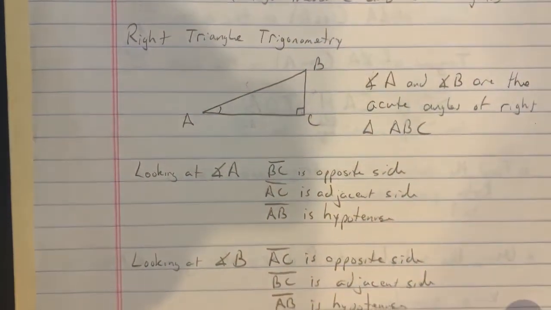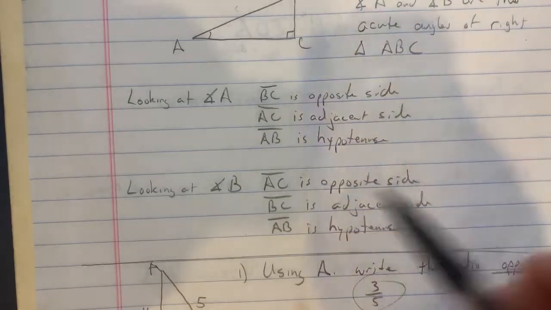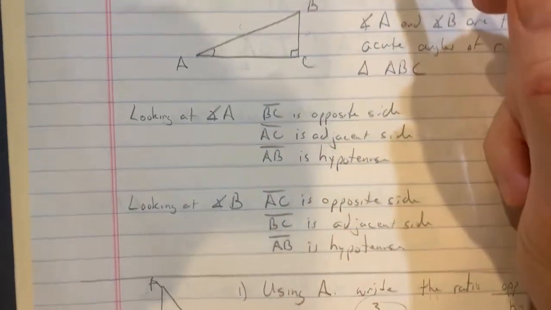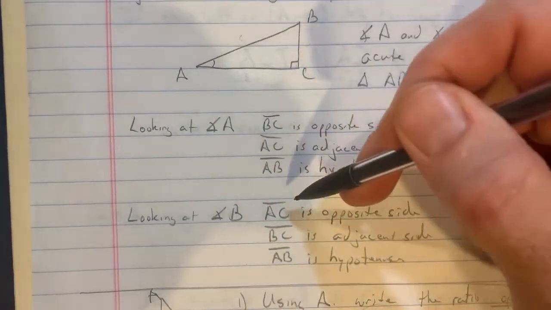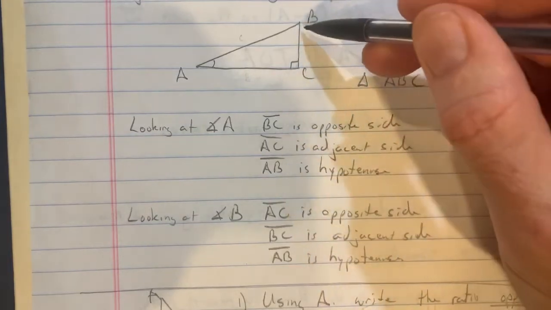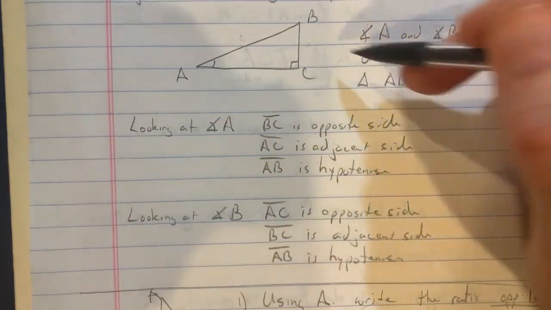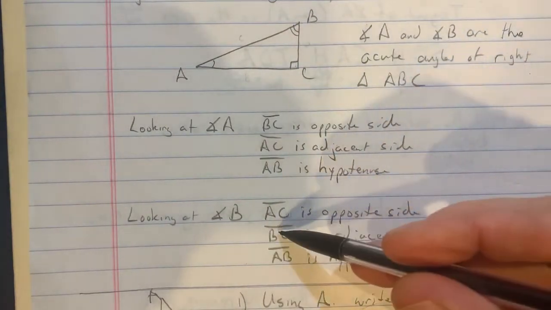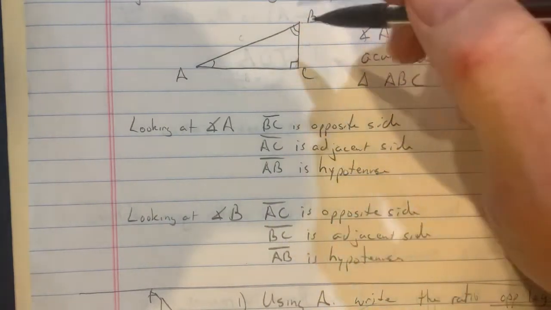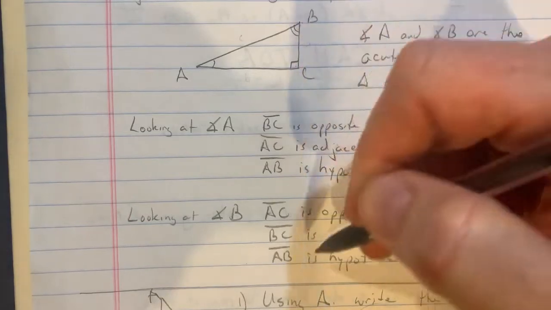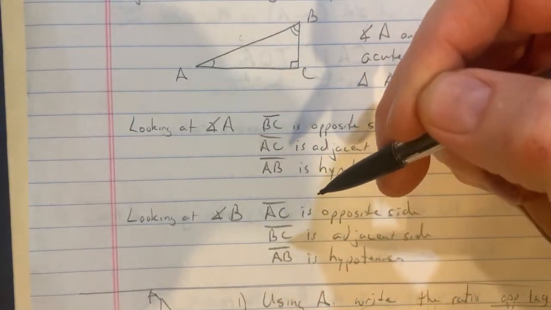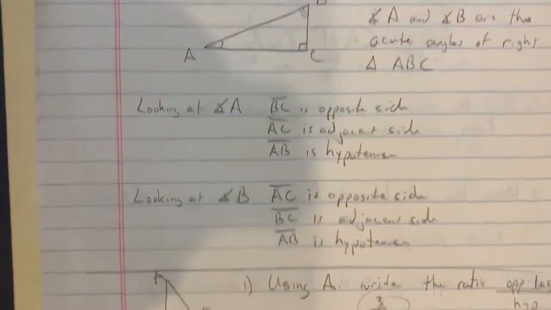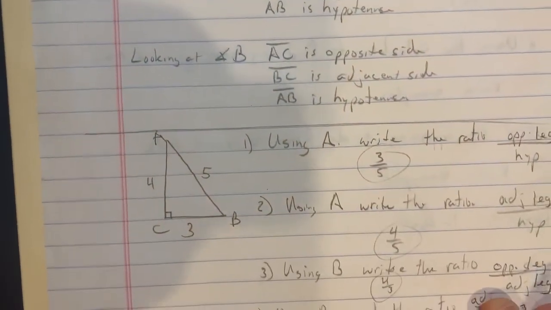So if I'm looking at angle B, we're looking at AC would be the side opposite, or the leg opposite, angle B. Segment BC would be the adjacent leg. And then again, segment AB is the hypotenuse. So hypotenuse is always opposite the right angle. So just a couple clarifying questions here.